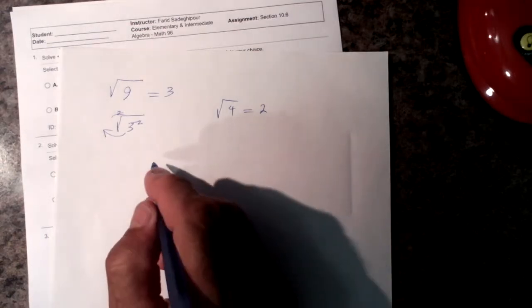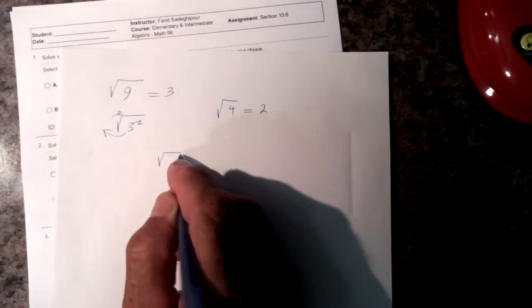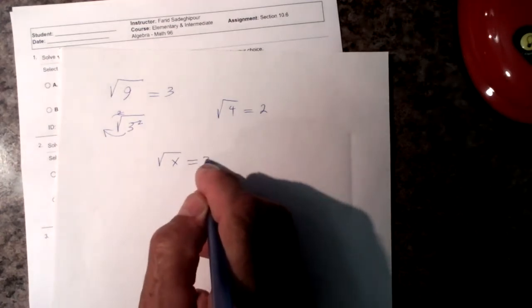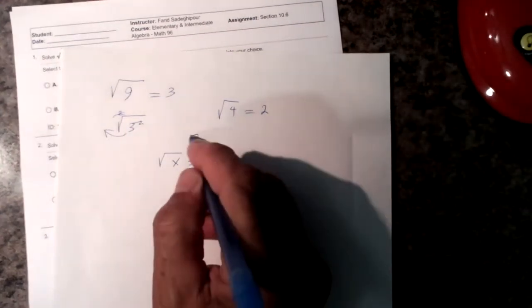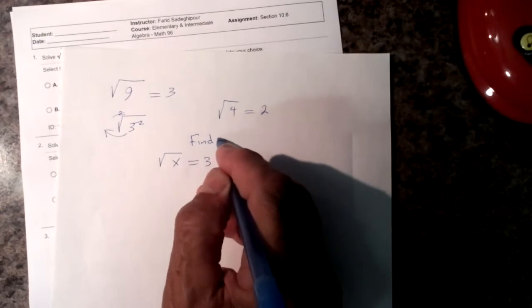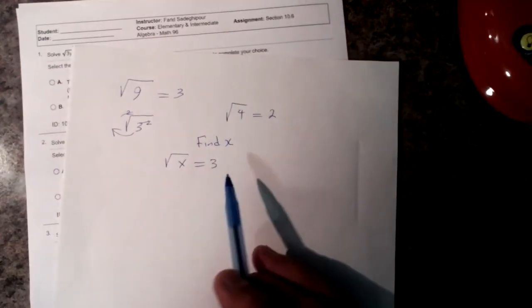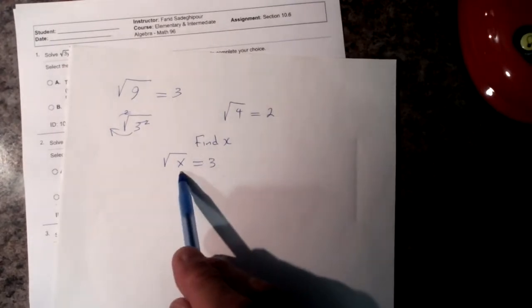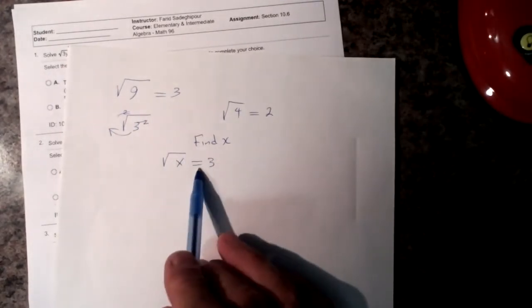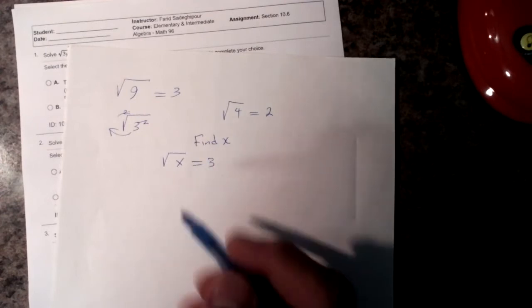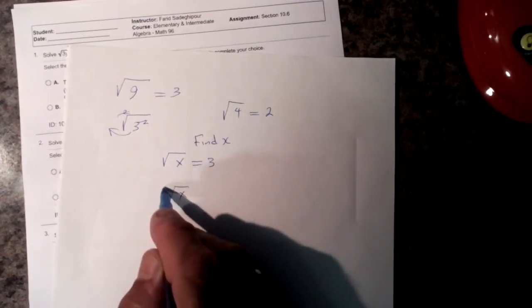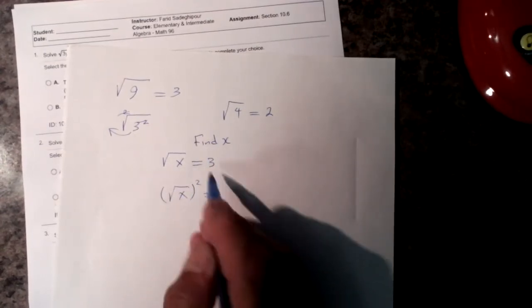So if we give you an equation and say radical x is equal to 3, find x. How do you find x for these radical equations? You already know the answer. To solve radical equations, you square both sides, raise them to the power of 2, in this case.